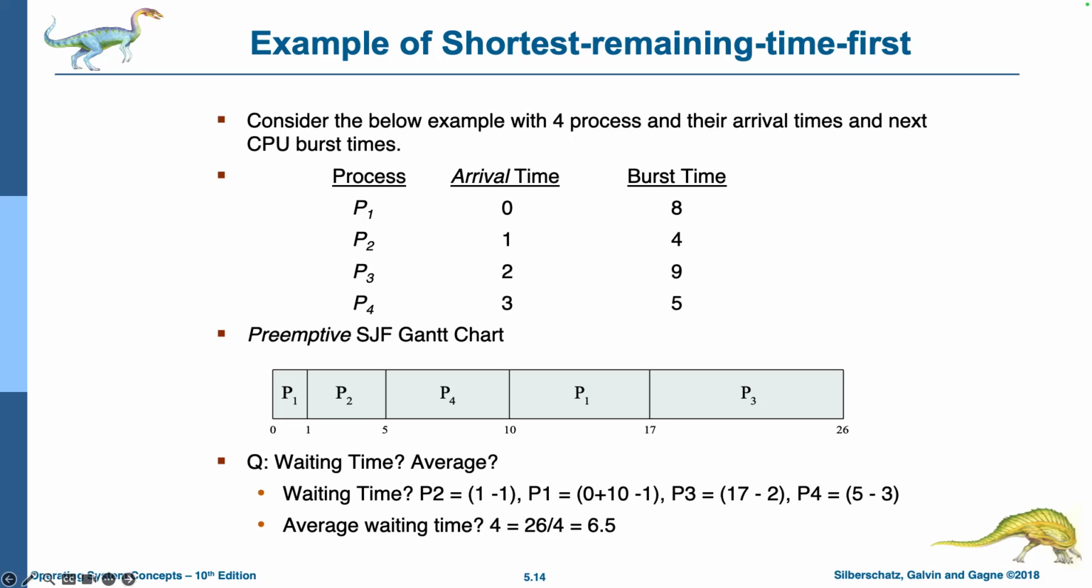P1 waiting time is 0 plus 10. P1 has two parts. This part doesn't wait, and this part waits 10 seconds. And it must minus 1, so its total waiting time is 9. It's already finished apart. Okay. So the average waiting time should be divided by 4, which is 6.5. Until here is the preemptive shortest job first.